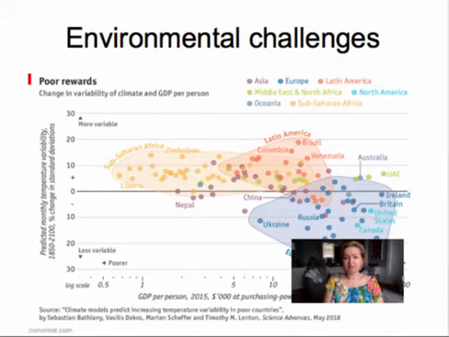As we can see in this image, the most affected countries are developing countries such as, for example, Colombia, Brazil, Liberia, Zimbabwe, and so on.